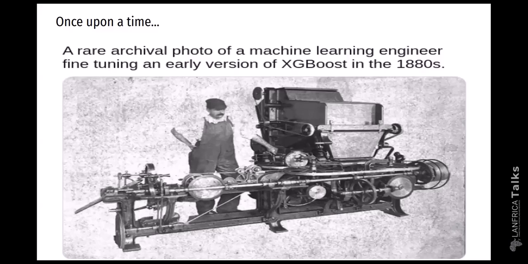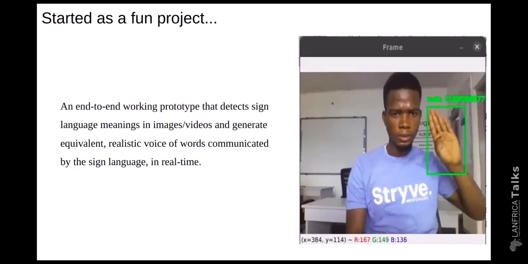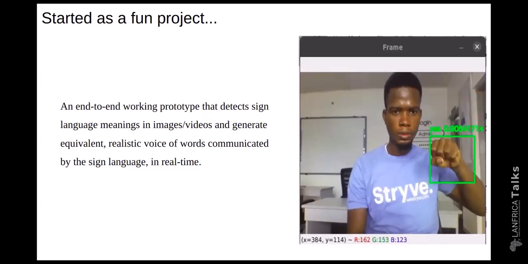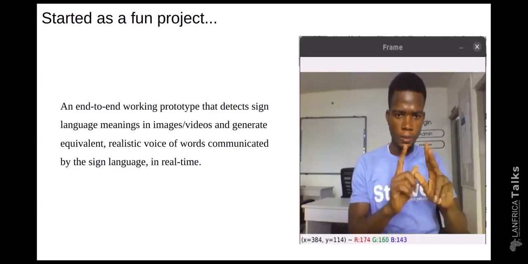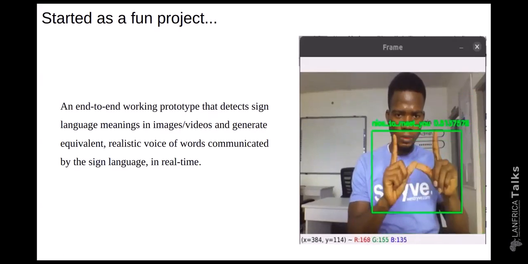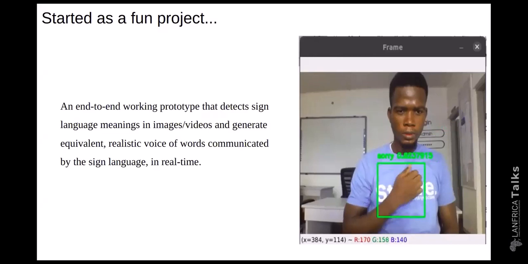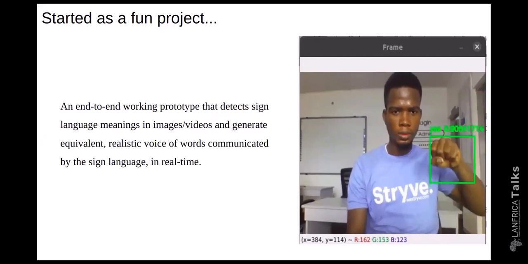Okay, so this project started out as a fun project. There was this challenge on Twitter by Distack AI, and I started to build an end-to-end working prototype that can detect sign language meanings in images and videos and then generate an equivalent voice of words. The way I did this was that I went online, and there's an abundance of resources on American Sign Language. So I learned eight phrases, and then I wrote a Python script that automatically opened up my webcam and created a data set.